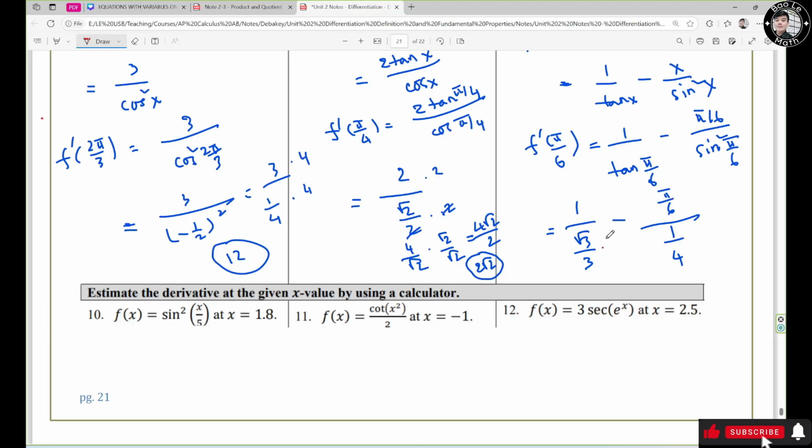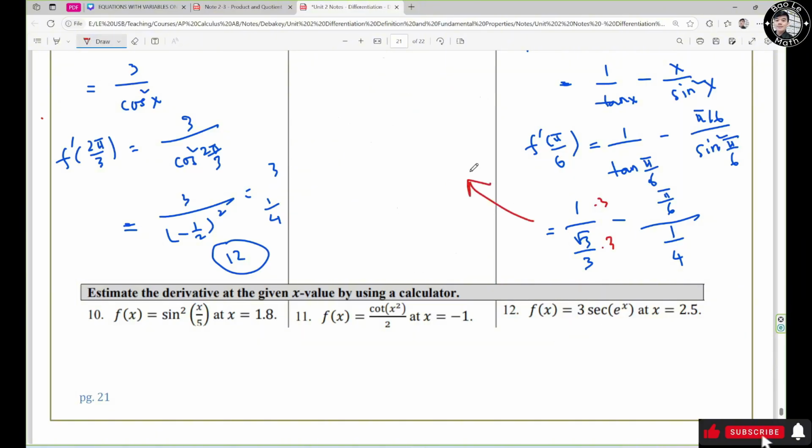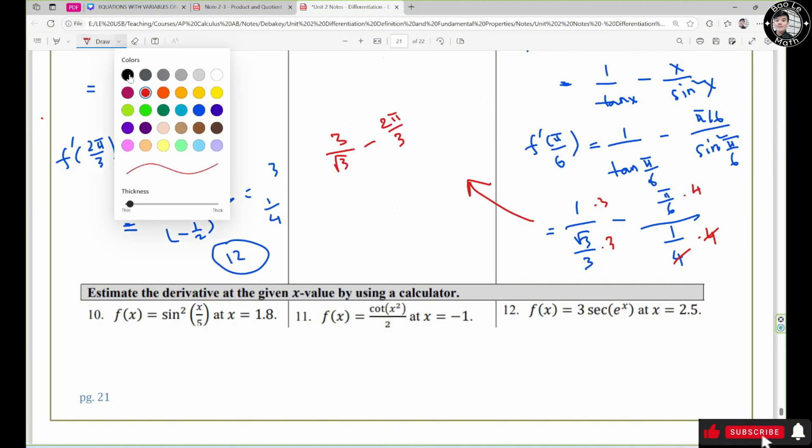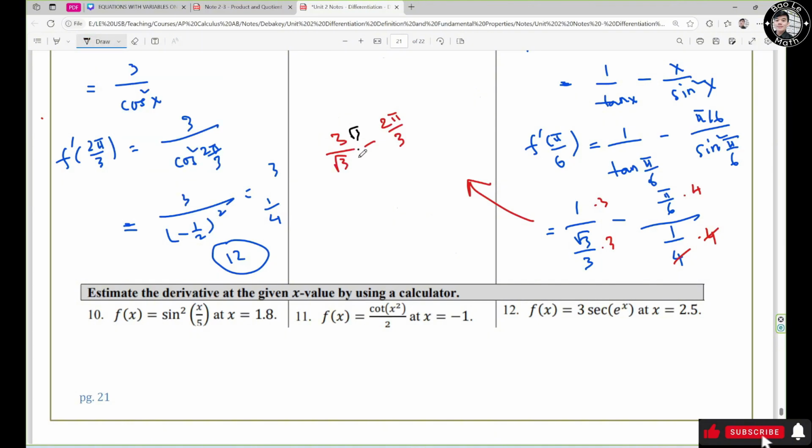For this one, I'm going to multiply the top and bottom by 3. So it turns out to be 3 over root 3. For this one, I'm going to multiply the top and bottom by 4. So the 4s cancel out. So 4 pi over 6 could be 2 pi over 3. So minus 2 pi over 3. Now, for this one right here, I need to multiply the top and bottom by root 3. So I have 3 root 3 minus 2 pi over 3. This one is the final answer.